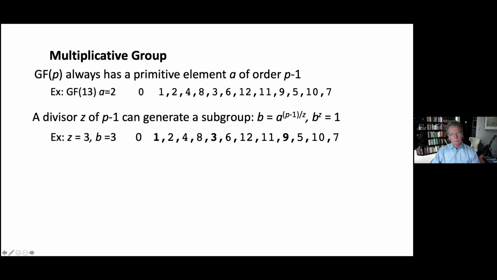So 1, 3, 9, 27, but 27 mod 13 is 1 again, right? So when you multiply by 3, you go around repeatedly, okay? And that's a subgroup of this multiplicative group of multiplying by the primitive element.